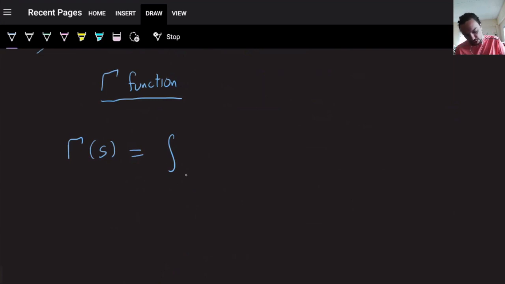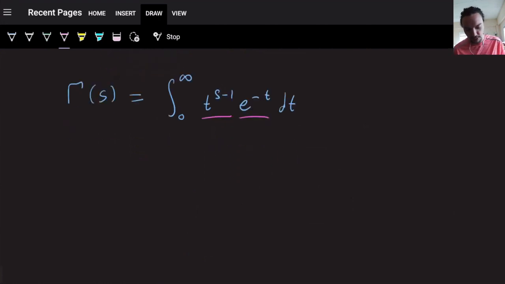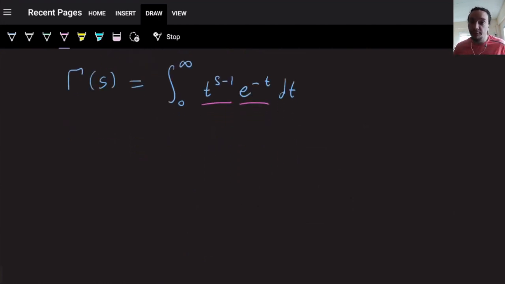And we're going to take an integral from 0 to infinity of t to the s minus 1, e to the minus t, dt. So here, t is the variable of integration. So s is going to be a constant. So then this thing is going to end up being like a polynomial, and we're multiplying it by e to the minus t. Okay? And then we have to integrate that from 0 to infinity, and we're going to get a number out of this. All right? So this gives you a number for every possible input s. Okay? Well, at least if s is greater than 0.